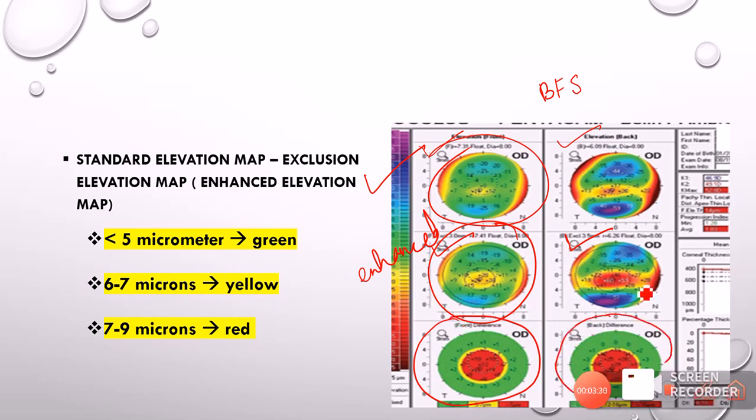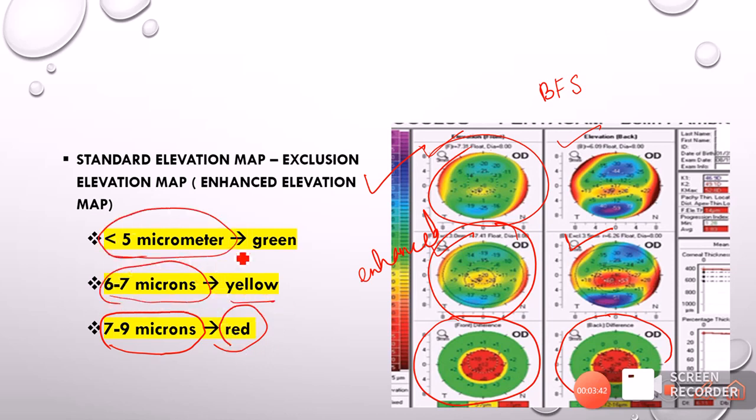These difference maps can again be color coded, and you can see if the difference is more than 7 to 9 microns, it is given in red color. If it is 6 to 7, it is yellow, and if it is less than 5, it is green. So the more the difference, the more the danger color, that is the red colors, and it indicates that there is ectasia. The first map that we calculated using the best fit sphere is called the standard elevation map. The map that we calculated by excluding the conical part or the steepened parts and the 4 millimeter circle around it is called the exclusion elevation map. Then we subtract and get the final difference map and look at its color coding.